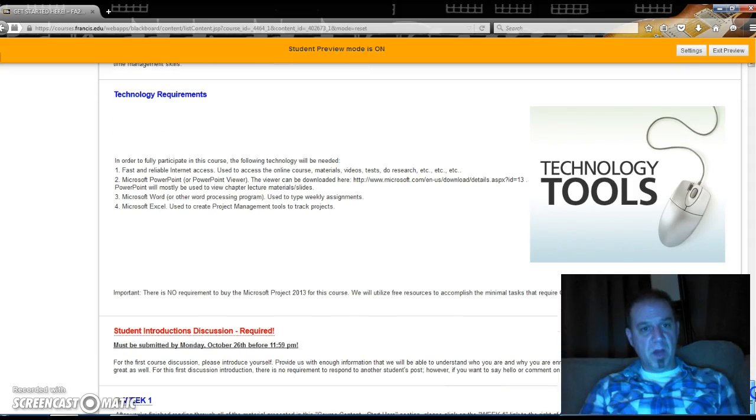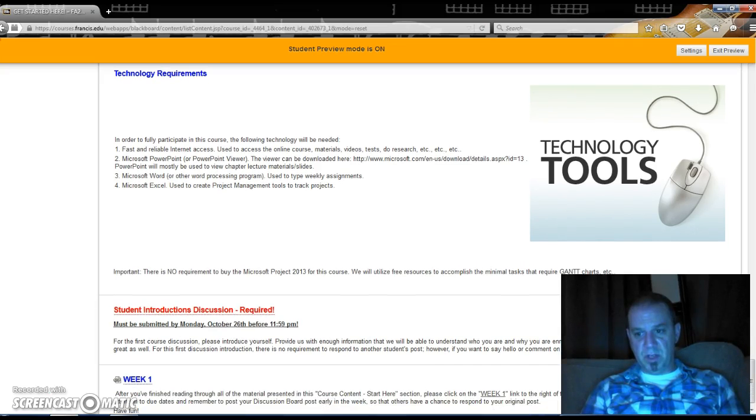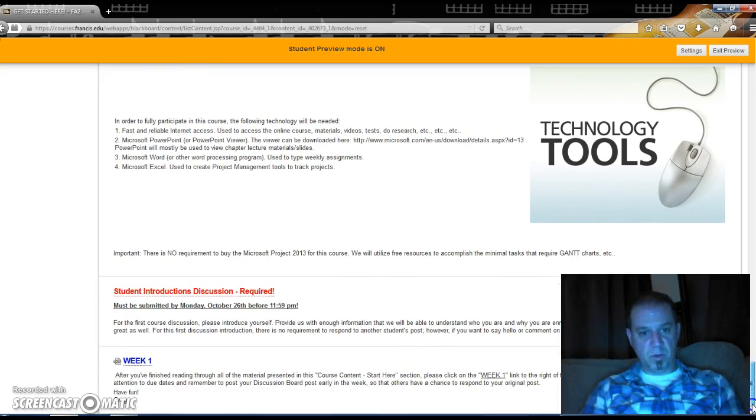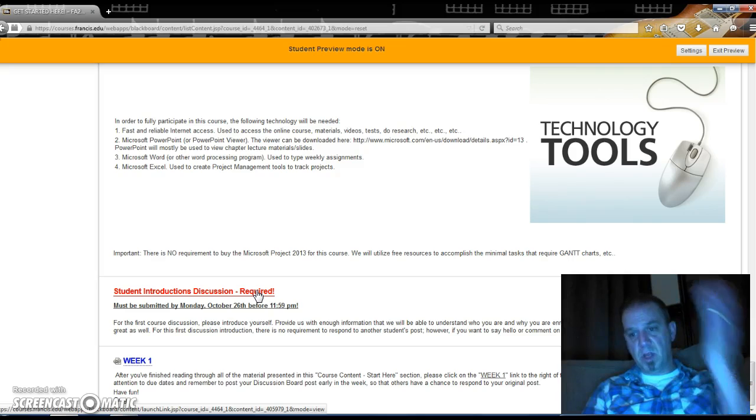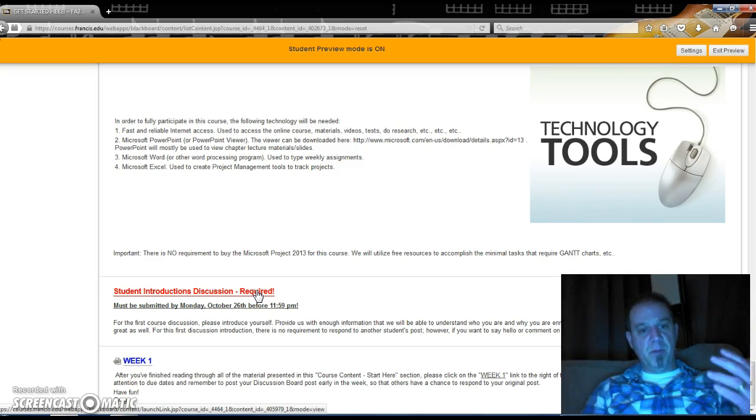Okay. Below that are the technology requirements. I'm not going to go over this, so just read through that. There's very limited technology that's required for this course. And then once you read through all of that, you look at the syllabus, you have a good understanding of the course now, you're ready to do your introduction.